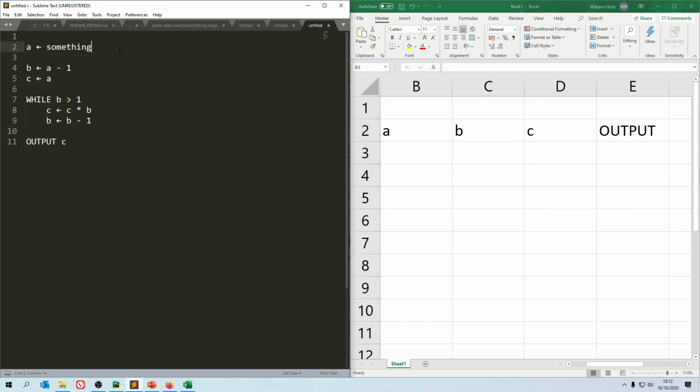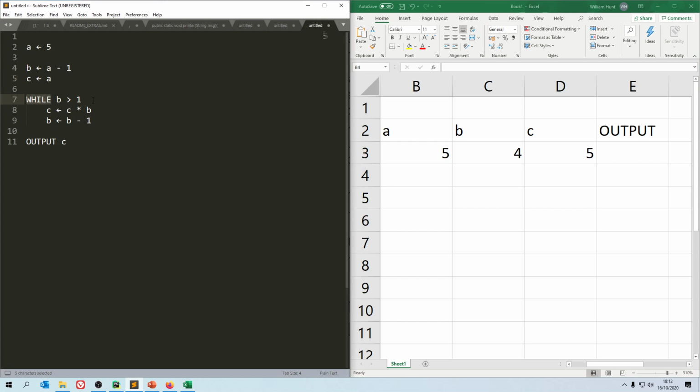So in this example, we don't know what this does yet, and hopefully this does something that you recognize. If not, we'll explain it. Let's say we do this in the case A equals 5. So A equals 5. Now B equals A minus 1, so we're going to call that 4. And now C equals A, so C is 5. That's the first step.